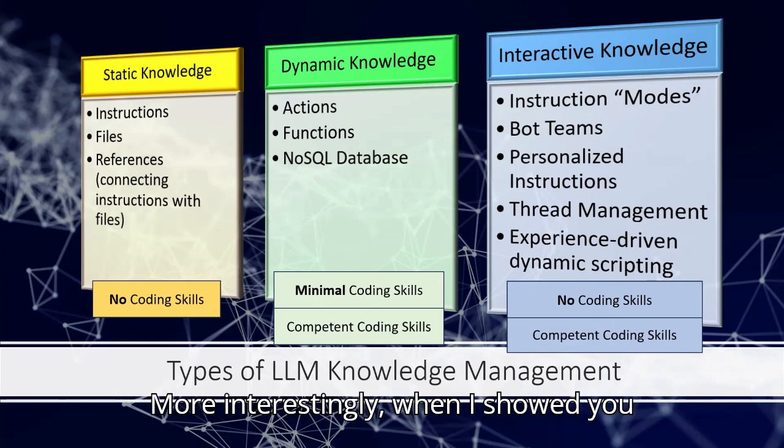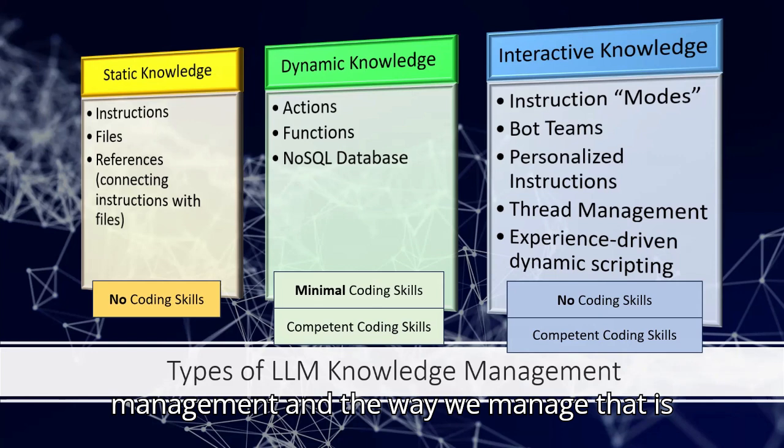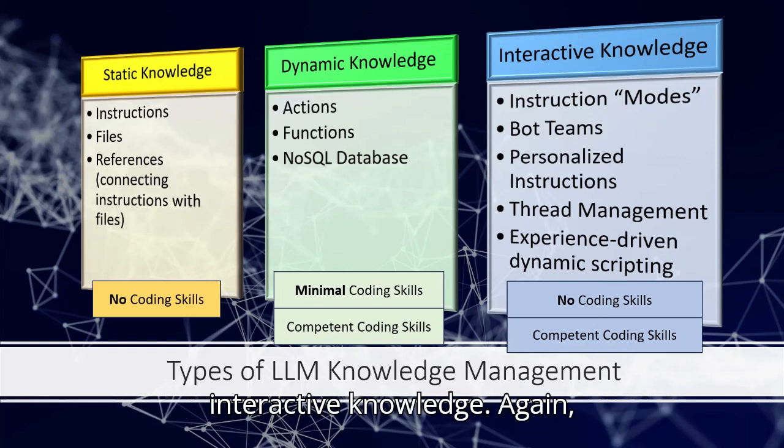But more interestingly, when I showed you those options, those clicks, they are basically sending dynamic, updated, interactive push instructions to the intelligence so that it is constantly aware of your immediate preferences. And it has a memory based on thread management, and the way we manage that is another depth to interactive knowledge. Again, this generally requires coding skills because you're at that point incorporating it into the MyLife system, where you can have this personalized immediate knowledge.